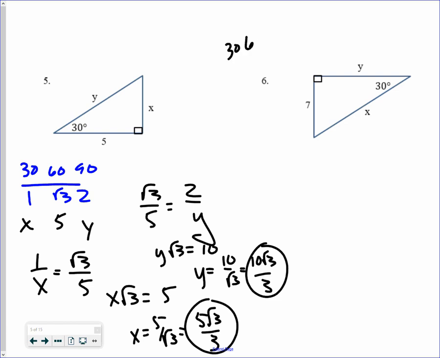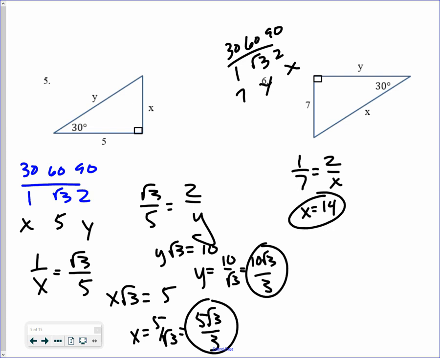30, 60, 90, again, 1, square root of 3, 2, giving myself some more space. Opposite 30 is 7. Opposite the 90 is x, and this one's y. So 1 over 7 equals 2 over x. Cross multiply and solve. 1 over 7 equals the square root of 3 over y. Cross multiply and solve.